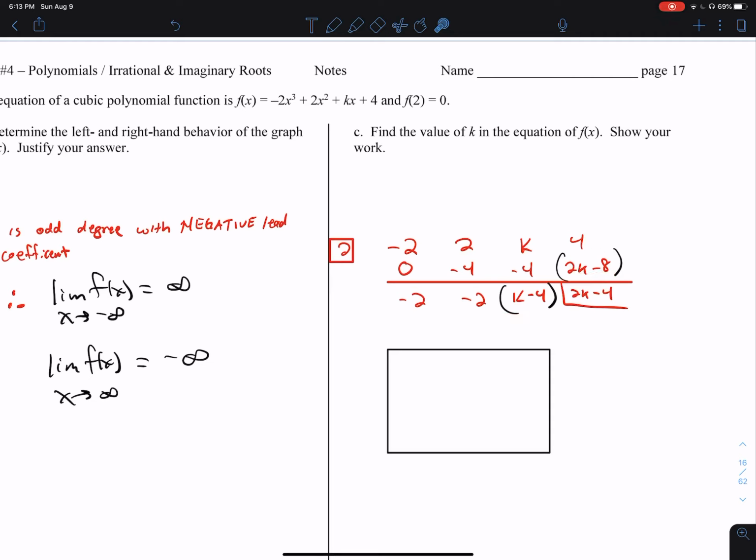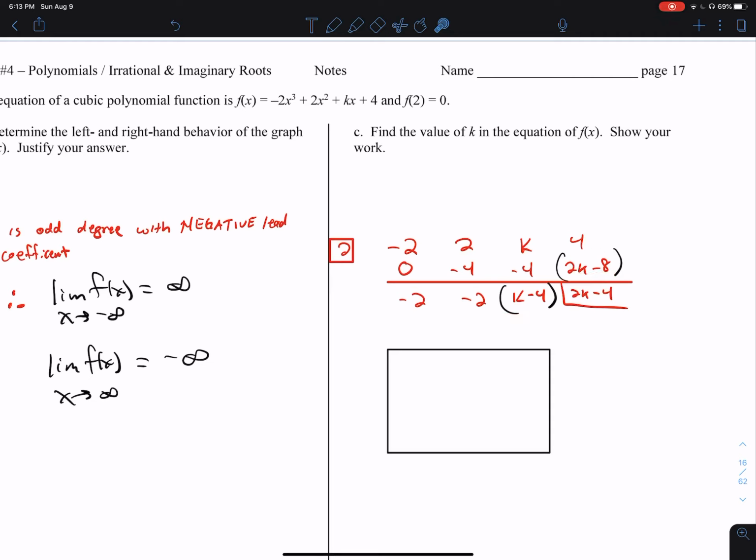Determine all the roots of f of x. Show your work. Now, when I do this, I definitely want to include, probably want to write this down, and I don't want to write k anymore. I want to write that this is a 2 because that's what it is. So to determine all the roots, we know that one of the roots is 2.